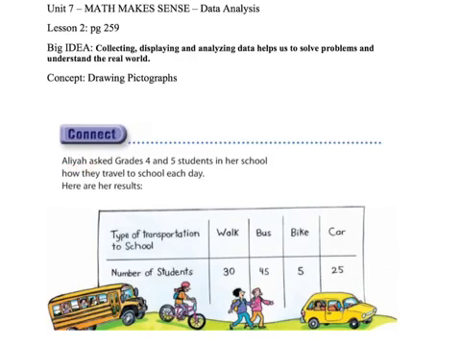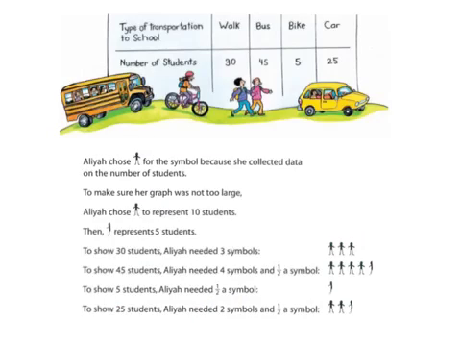We have Aliyah, who asked grade 4 and 5 students in her school how they travel to school each day. This is the information that she has. She has 30 students walking, 45 taking the bus, 5 by bike, and 25 by car. She is going to draw a pictograph. She has chosen a person for her symbol because she collected the data on the number of students.